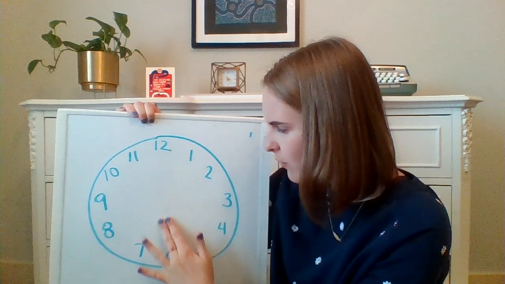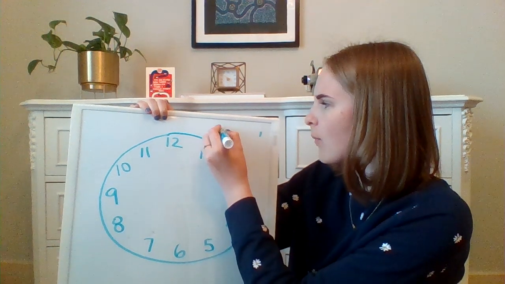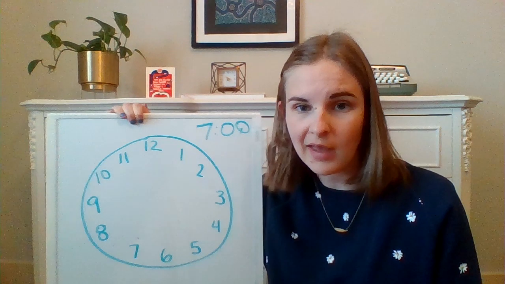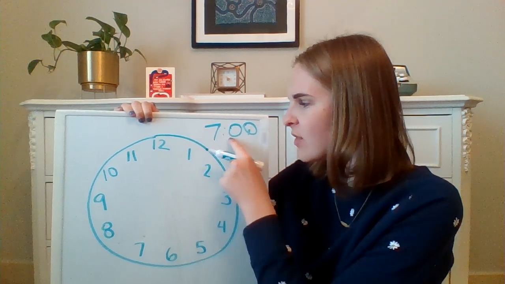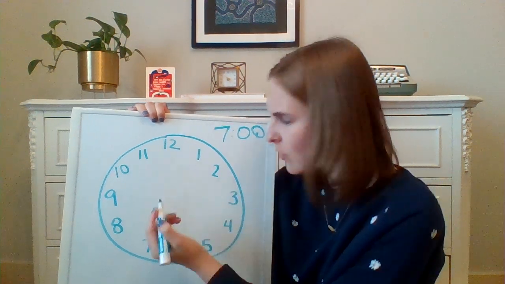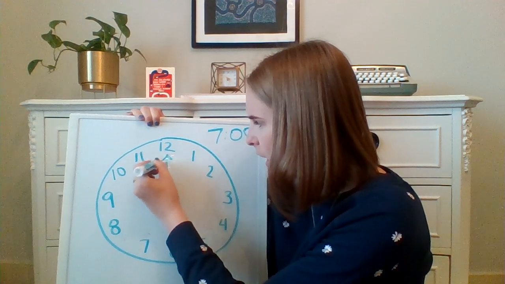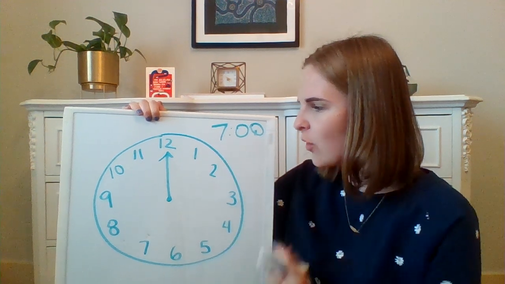Let's try one for an hour. Okay, what about 7 o'clock? Again, I'm going to go back to my minutes, do those first. So my minutes, it's zero. This was five. We need to go back five. So zero, our minute hand, pointing right at our 12. Perfect. That's the o'clock.